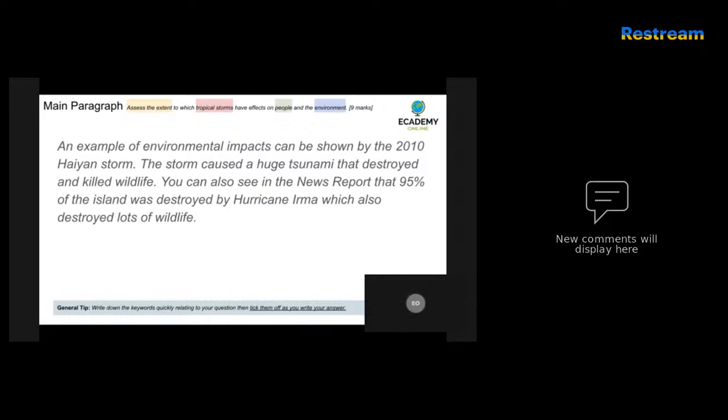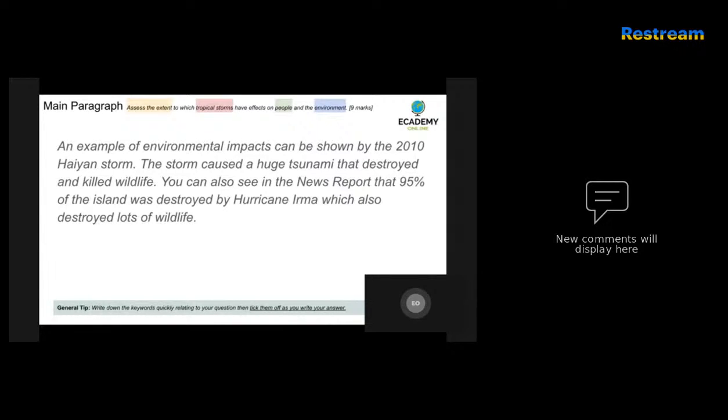Next example. An example of environmental impacts can be shown by the 2010 Haiyan storm. The storm caused a huge tsunami that destroyed and killed wildlife. You can see in the news report that 95% of the island was destroyed by Hurricane Irma, which also destroyed lots of wildlife. Now, this answer is a little less detailed.